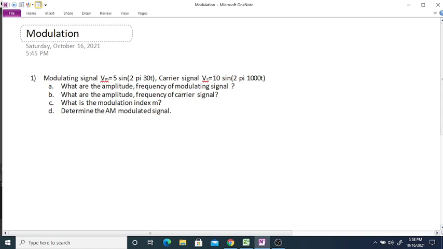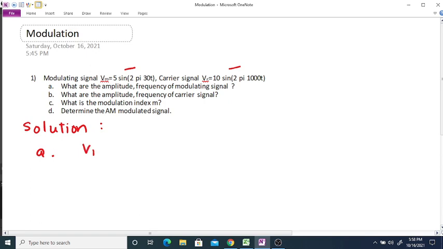Modulation. In this problem, we are given that the modulating signal Vm is equal to 5 sin 2 pi 30 t and the carrier signal Vc is 10 sin 2 pi 1000 t. Now, we have to determine first the amplitude and frequency of the modulating signal. So, we will see how to determine it.